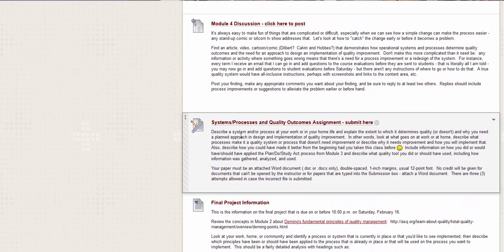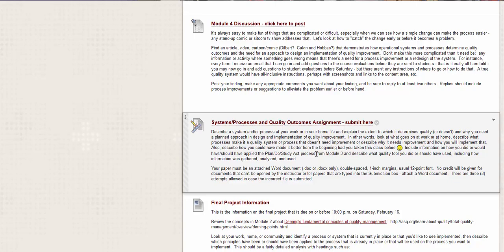Okay, your assignment. Describe a system and/or process at your work, in your home or life, and explain the extent to which it determines quality or doesn't, and why you need a planned approach in design and implementation of quality. In other words, look at what goes on in your home, describe what processes make it a quality system or processes that don't, and why it needs improvement, okay? Describe how you could have made it better from the beginning had you taken this class. Ha, ha, ha. Include information on how you did or what you should have done to apply the Plan, Do, Study, Act process for Module 3. And describe a quality tool that you should have used, including how the information was gathered, analyzed, and used.